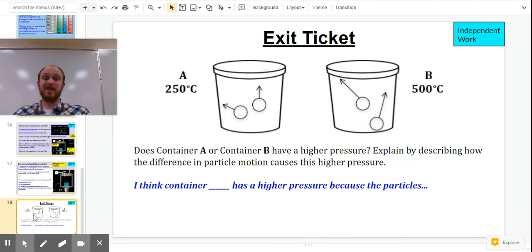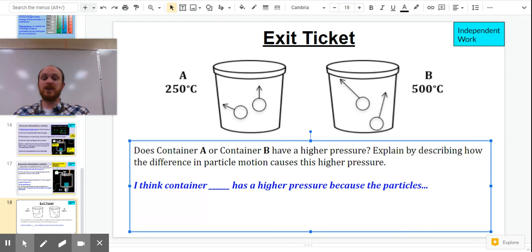And then you have your exit ticket. I've got 2 containers, container A and container B. Container A is at 250 degrees Celsius. It's pretty hot. Container B, 500 degrees Celsius. Does container A or B have a higher pressure? Why? Tell me by talking about particle motion. So I think container A or B has a higher pressure because the particles are what? That's what you're doing right now. That is all.